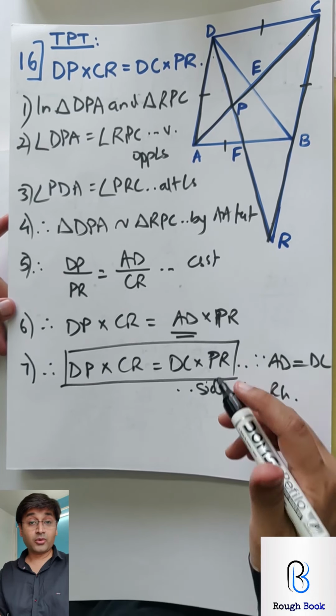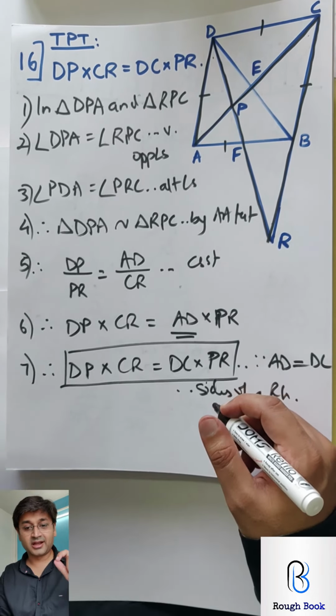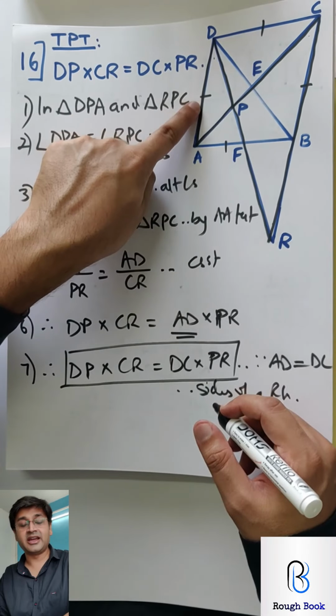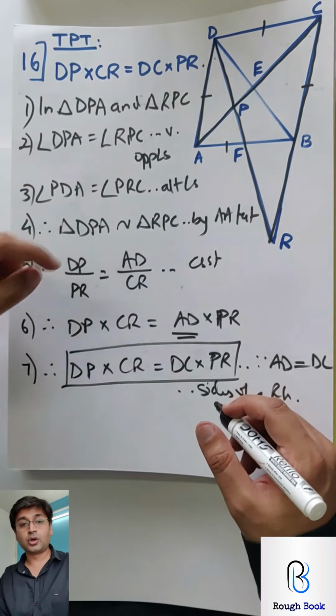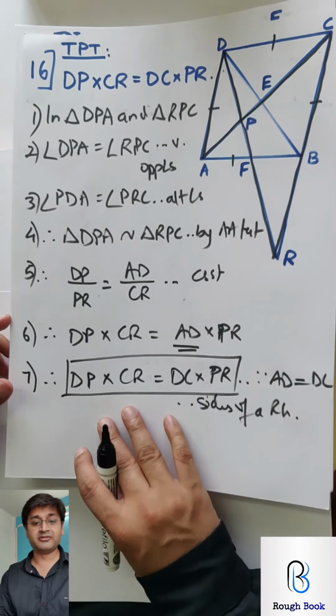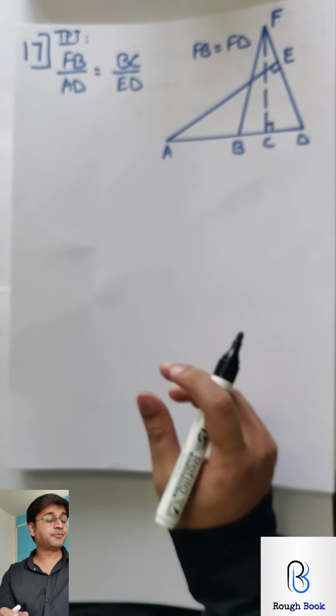Do you follow it? Yeah, the trick that they played is this AD and DC. They said that this is a rhombus, so we need to pick that up very well. Alright, let's go to the next one.